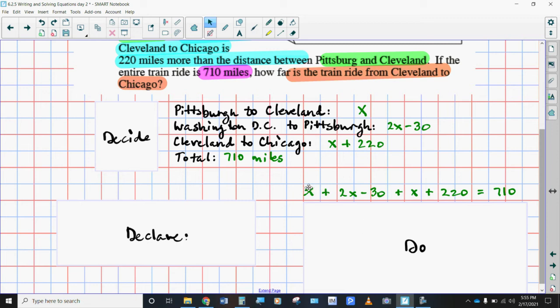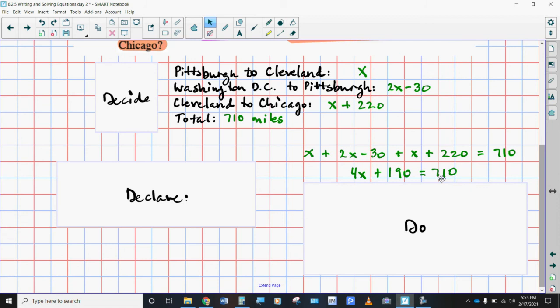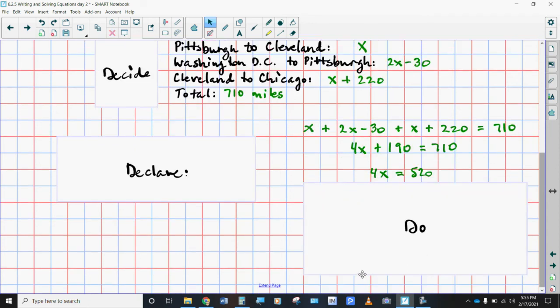How many total x's are there? 1, 2, 3, 4 x's. And then negative 30 and 220 make 190. So you get 4x plus 190 equals 710. Let's take away 190 from each side because we want to find out what the 4x's were equal to before we added in the 190. So 710 minus 190 is 520.